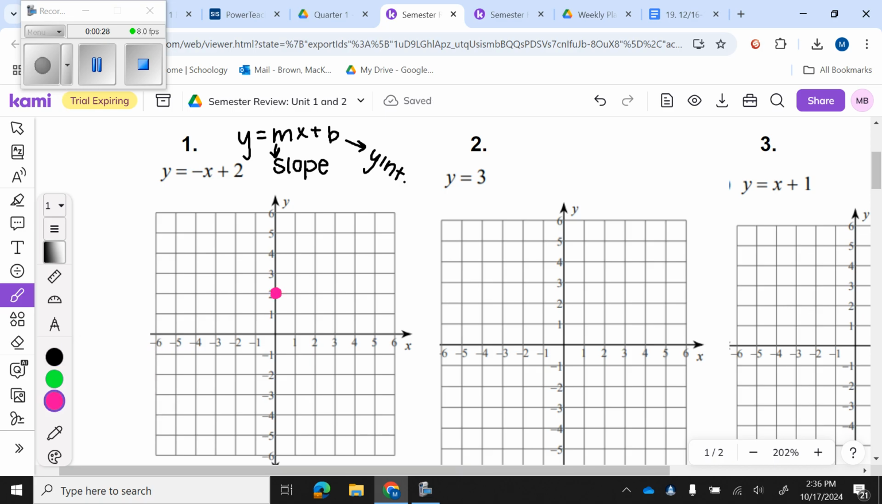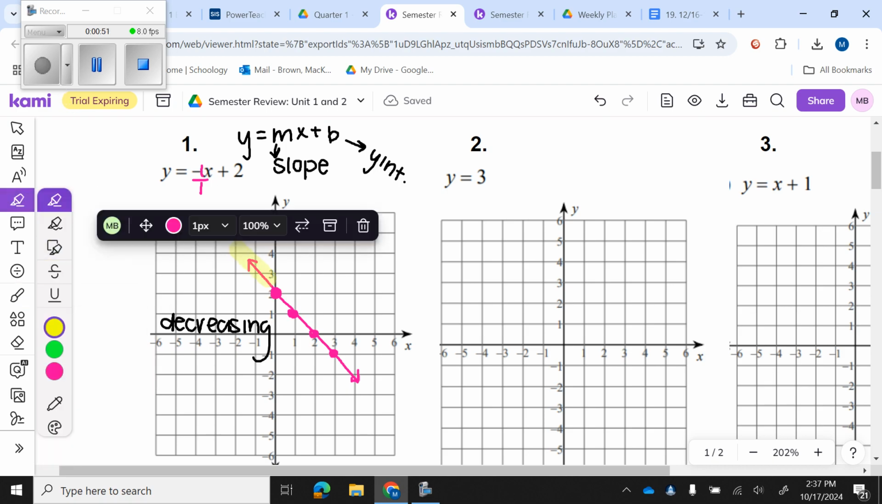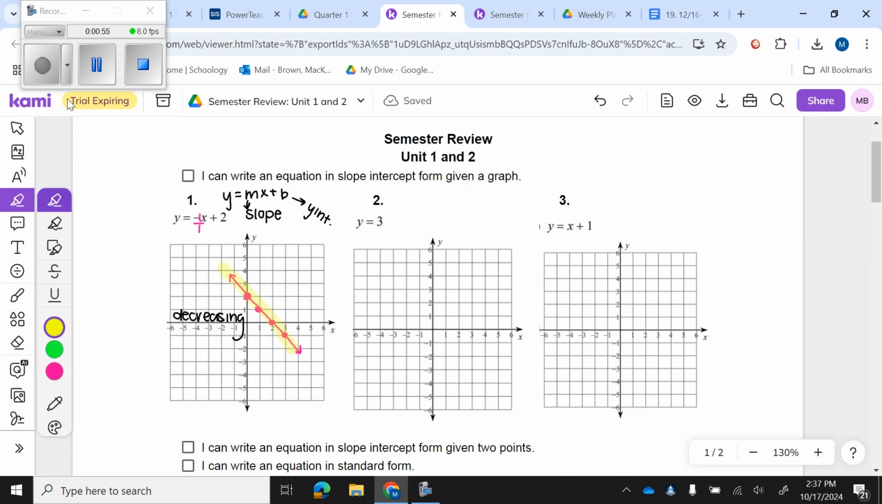So I'm going to put a point at 2, and then my slope is this negative that's hanging out here, but I'm going to make that a negative 1 over 1. So I'm going to go down 1 over 1. You need to make sure that your line is decreasing because your slope is negative. You do not have to write this on your test, but I would double check that this line is decreasing, which if I trace it from left to right, it is decreasing.